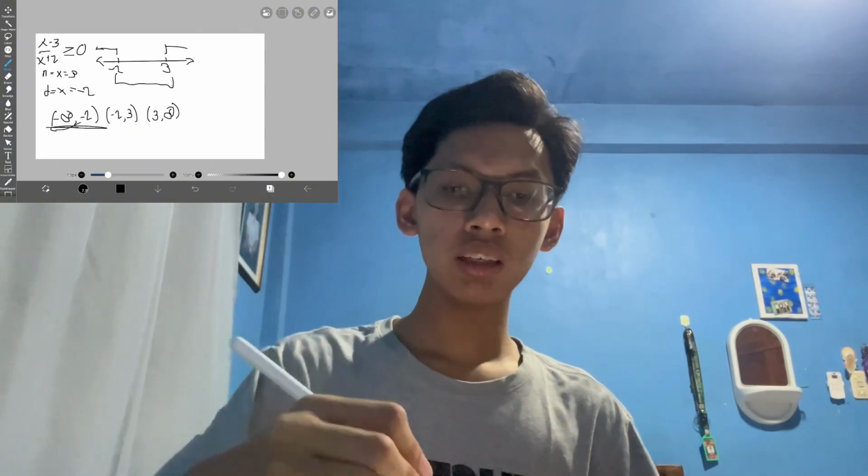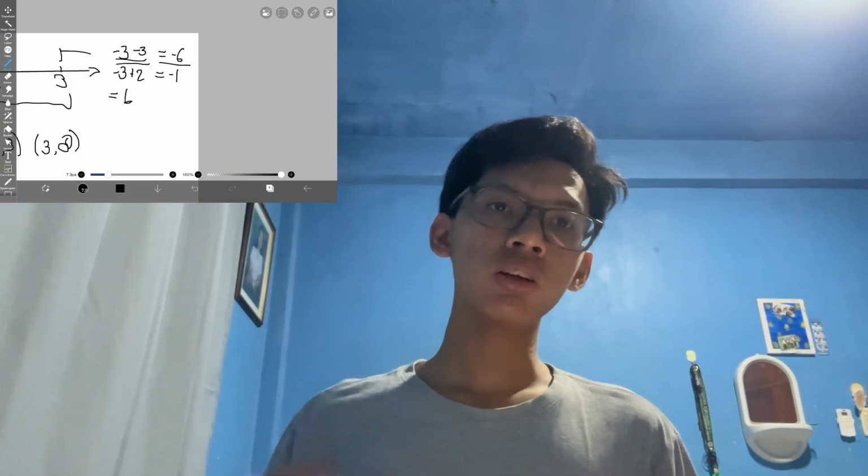Let's say negative 3: negative 3 minus 3 is negative 6, and negative 3 plus 2 is negative 1. Dividing, we get positive 6. Now, is 6 greater than or equal to 0? For sure, the answer is yes, so it's correct.